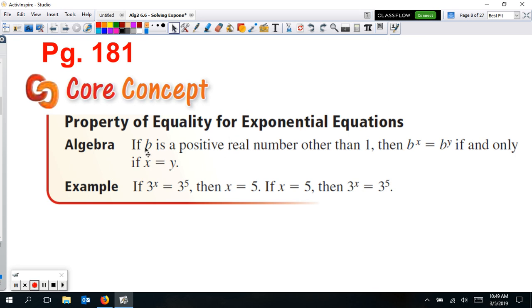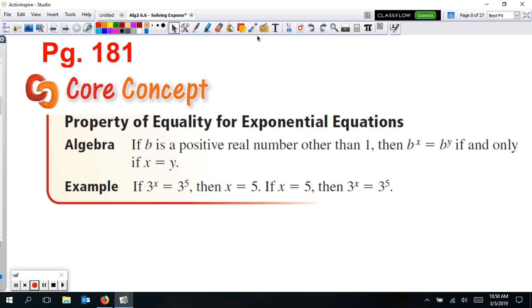It says if b is a positive real number other than 1, then b to the x power equals b to the y power if and only if x equals y. So notice that the bases are now gone. The exponents can equal each other. Same thing in this example. If 3 to the x power equals 3 to the 5 power, then x equals 5. The 3's, these bases, are gone, and the exponents will equal each other. So if you have the same base, then your exponents can equal each other.